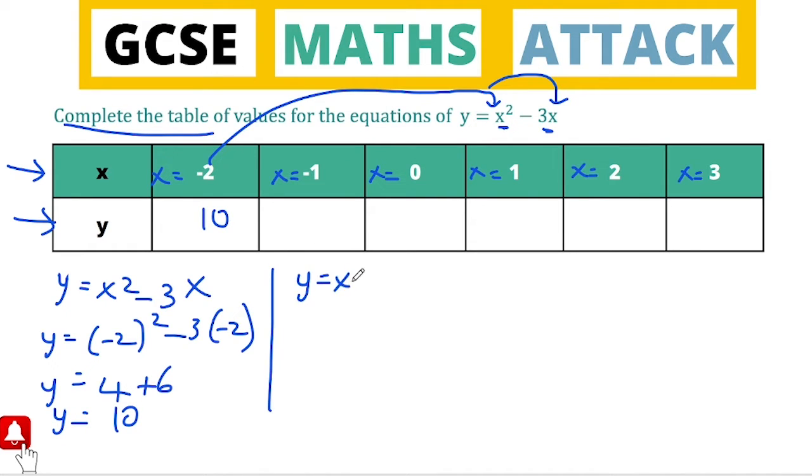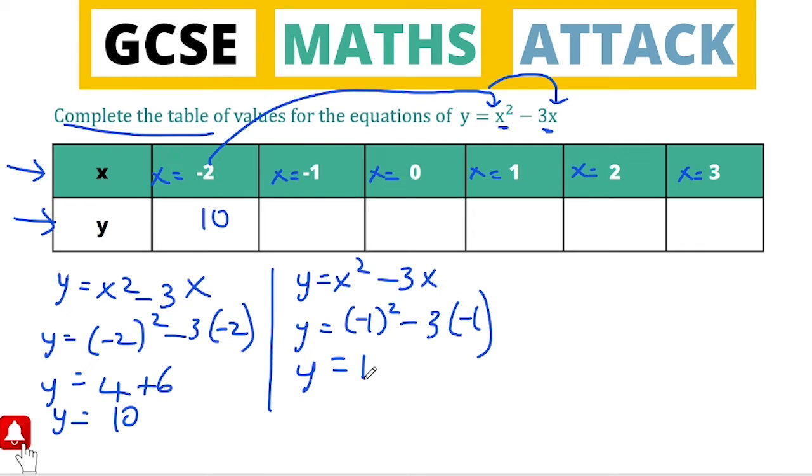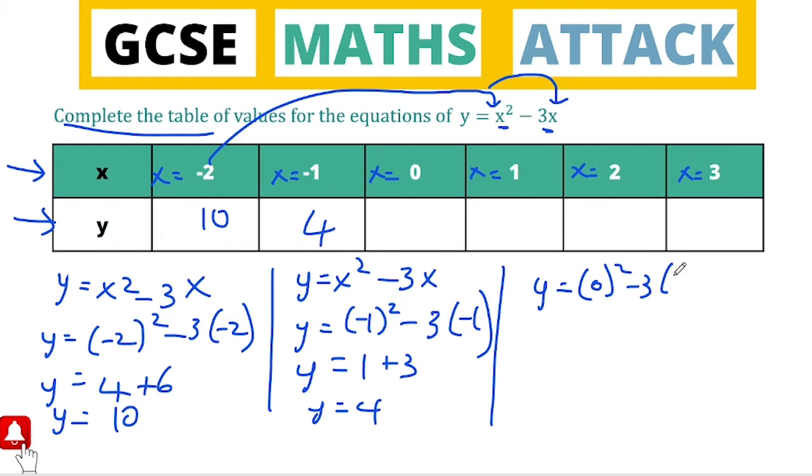y is equal to x squared minus 3x. So y is equal to minus 1 squared minus 3 times minus 1. Minus 1 times minus 1 is 1. Minus 3 times minus 1 is plus 3. So y is equal to 4. And then the next one, y is equal to 0 squared minus 3 times 0.